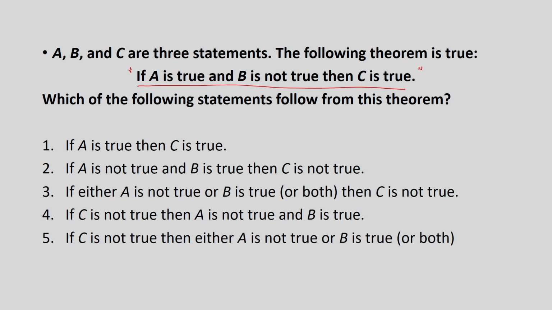And actually, if you inspect all these 5 options, then it is there in number 5. If C is not true, then either A is not true or B is true. Here it is also given as "or both", but "or both" is implied. Whenever "or" is written, it also means that both of them can be true. So, the fifth option is the correct option.